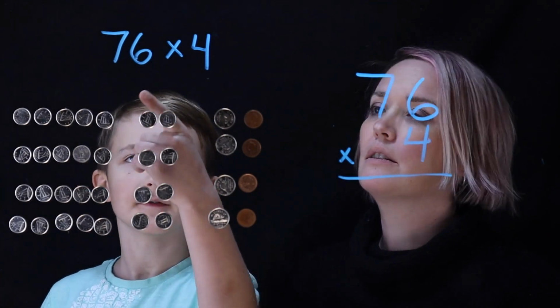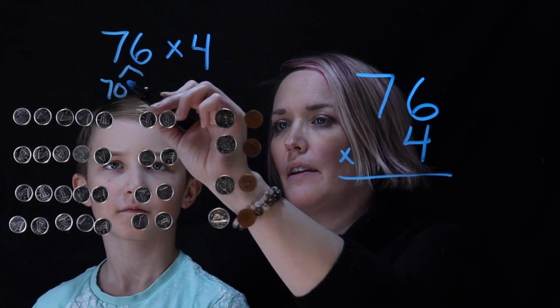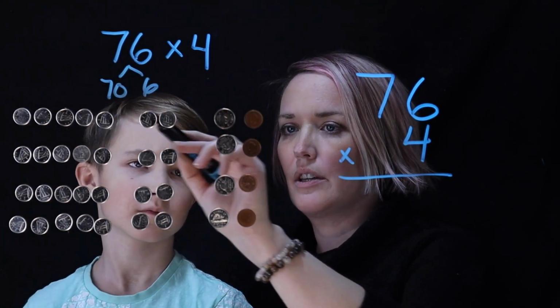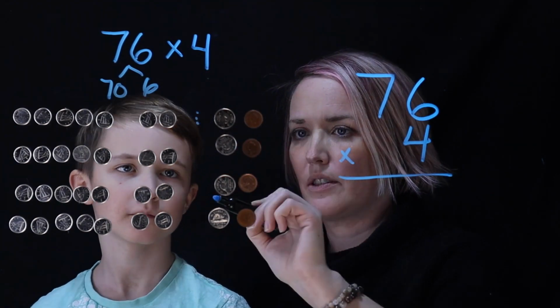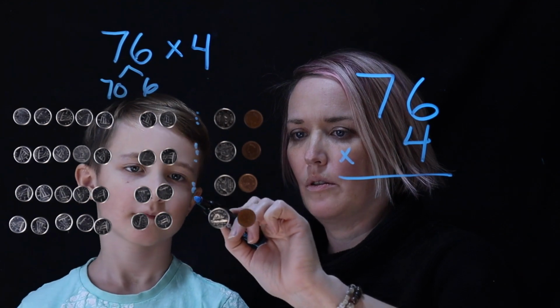Can we split the 76 into 70 and 6? Yes, so 70 and 6. So here's the 70, and there's the 6. And I'll do that for each one, right? There's like this little invisible wall there.